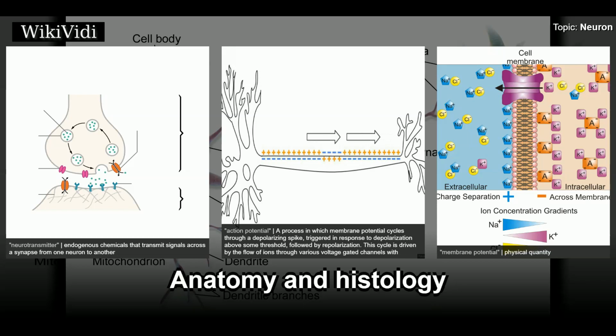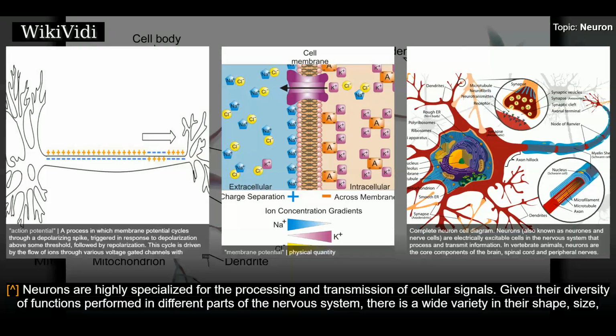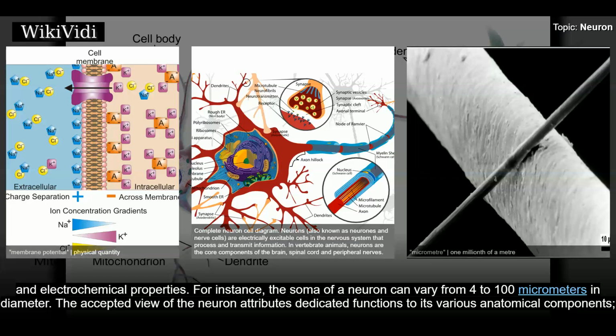Anatomy and histology. Neurons are highly specialized for the processing and transmission of cellular signals. Given their diversity of functions performed in different parts of the nervous system, there is a wide variety in their shape, size, and electrochemical properties. For instance, the soma of a neuron can vary from 4 to 100 micrometers in diameter. The accepted view of the neuron attributes dedicated functions to its various anatomical components.